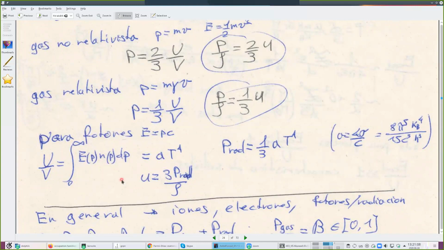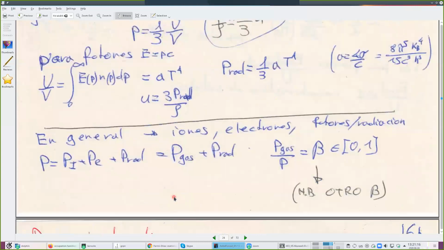And the internal energy per unit mass is this one divided by the mass density of the gas. And remember, in general, the pressure is the pressure of the ions, of the electrons, and the radiation. We can put together ions and electrons to have the pressure of the gas, plus the pressure of radiation, and we call beta the ratio between the pressure of the gas and the total pressure. This is not the beta used in statistical mechanics.